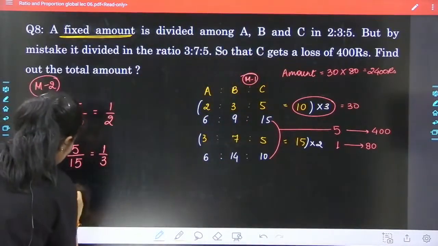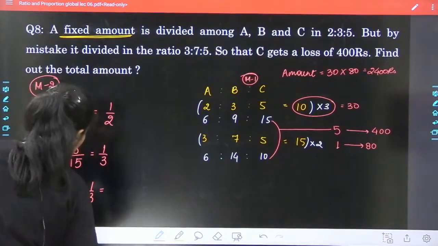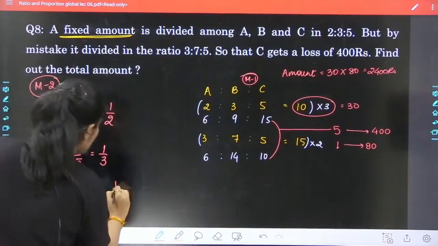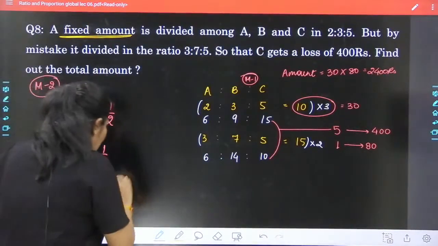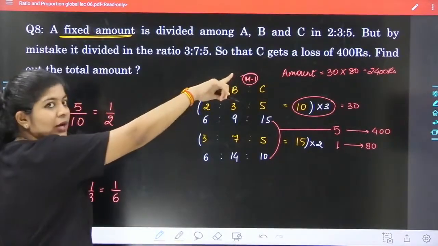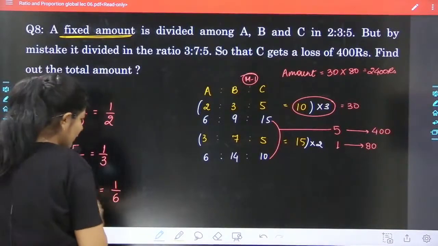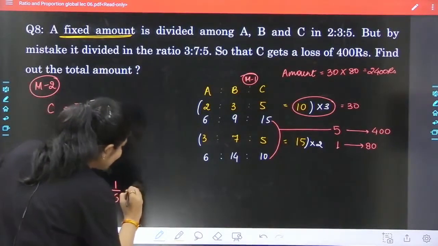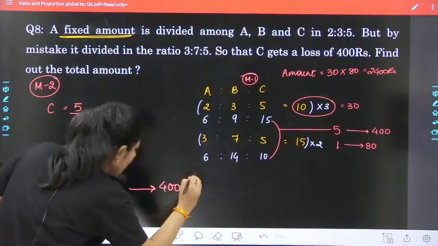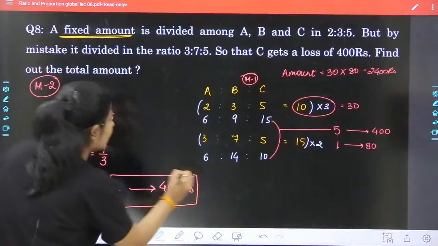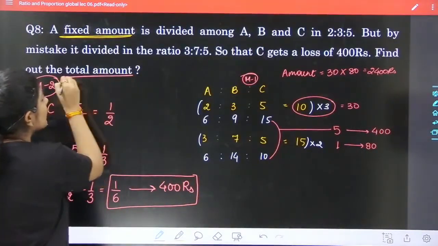That means I can say that 1 by 2 minus 1 by 3 is equal to 1 by 6. 1 by 6 is equal to 400 rupees, because of this gap C gets a loss of 400 rupees. So the value of 1 by 6 over here is equal to 400. Now what do I have to find out? I have to find out the total amount.